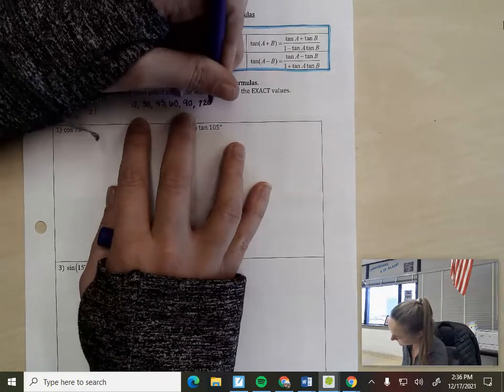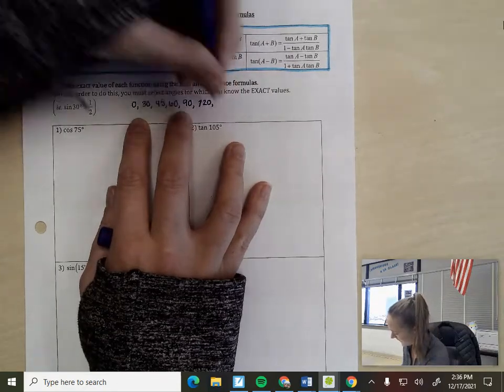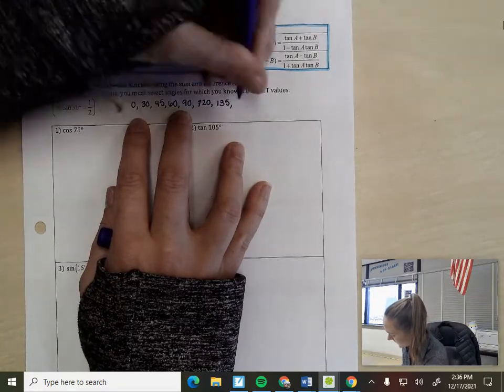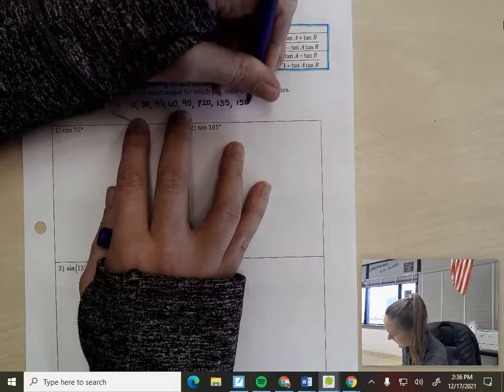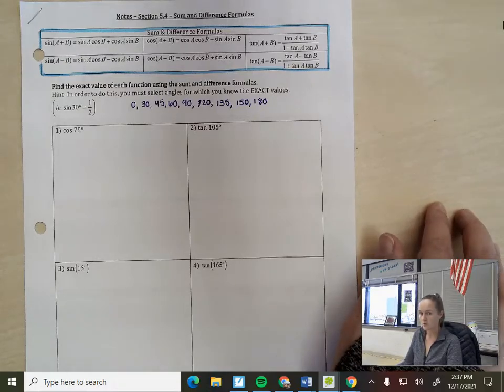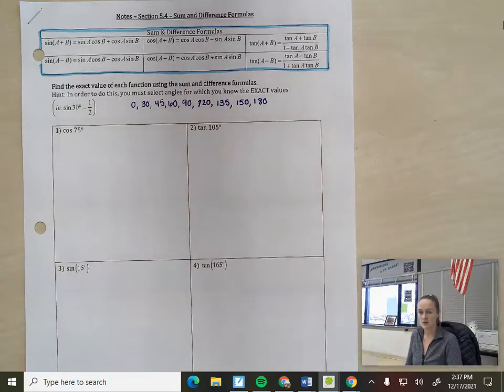120. And then we would have 135. And then we would have 150 and 180. That would be the top half of the circle. All of these would be helpful degrees because they come from 30, 60, 90, or 45 degrees.